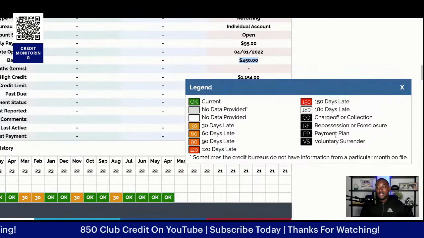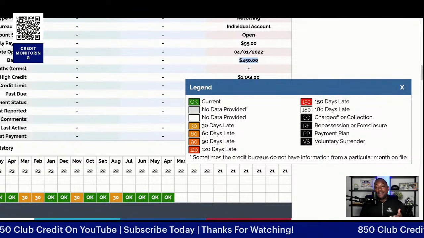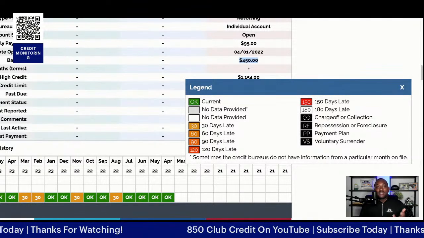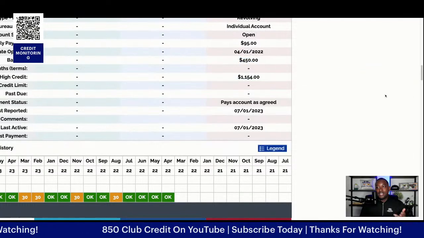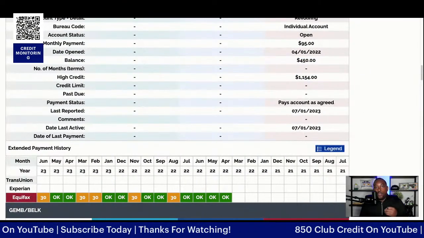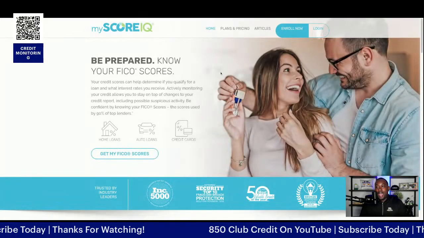And then, of course, you have your voluntary surrender. This doesn't necessarily mean much, as well as the payment plan or settlement, things of that sort. Again, it's just a status, okay? But it doesn't necessarily hurt your score in any way, shape, or form, because the fact that it's already been done is what's going to actually affect your score.